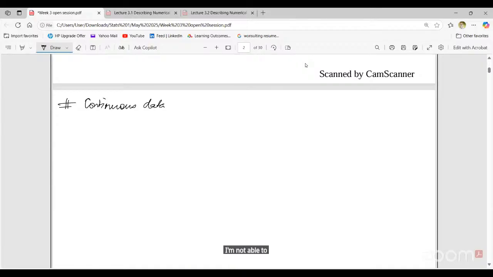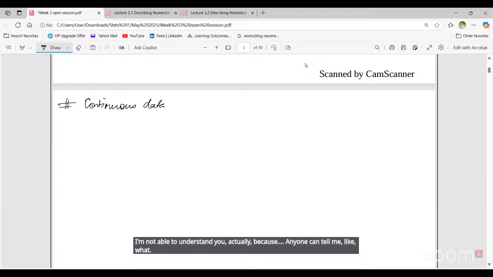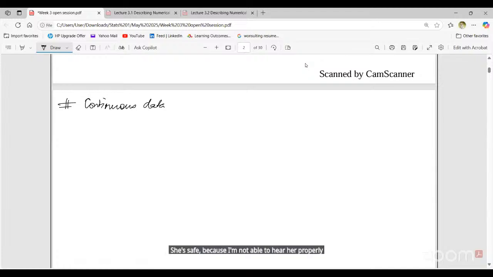I'm not able to understand you actually, because anyone can tell me what she said, because I'm not able to hear her properly. I think he wants to know what is the purpose of relative frequency. What is the purpose of relative frequency? Oh, okay. So, yeah, can you mute yourself?